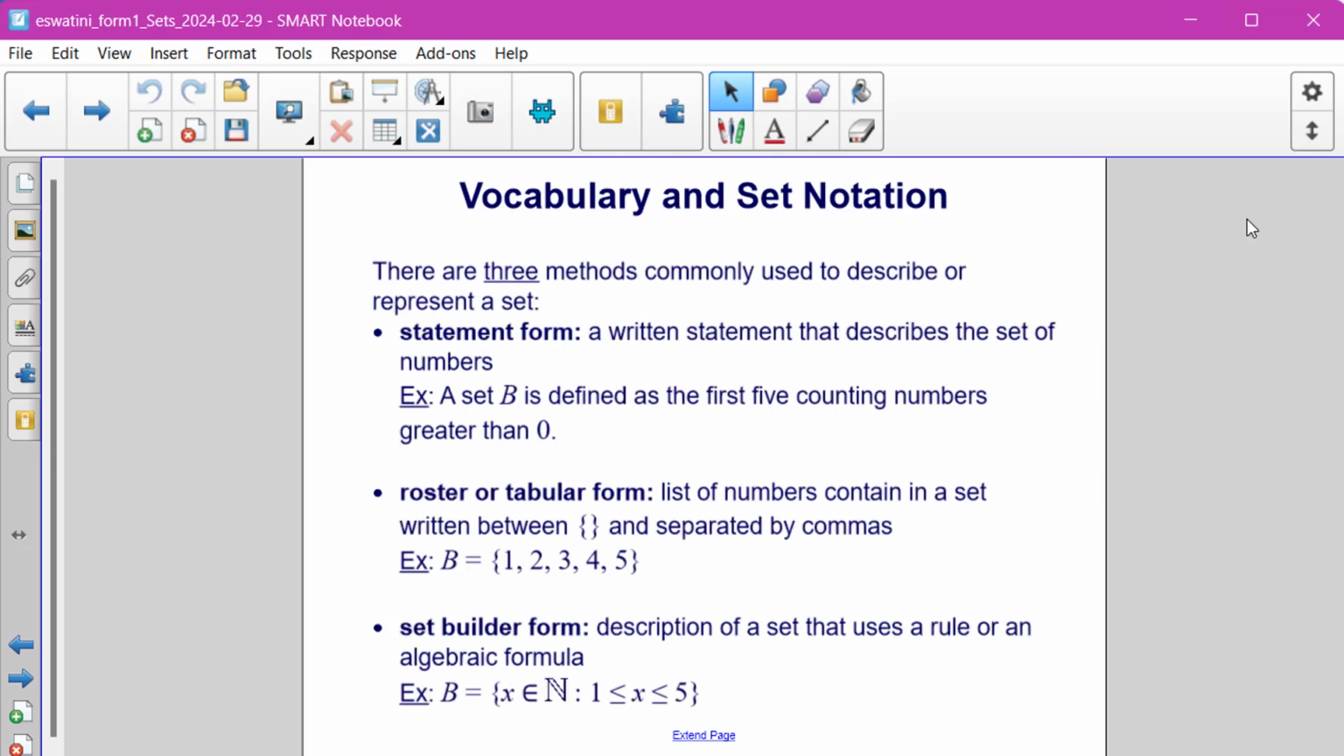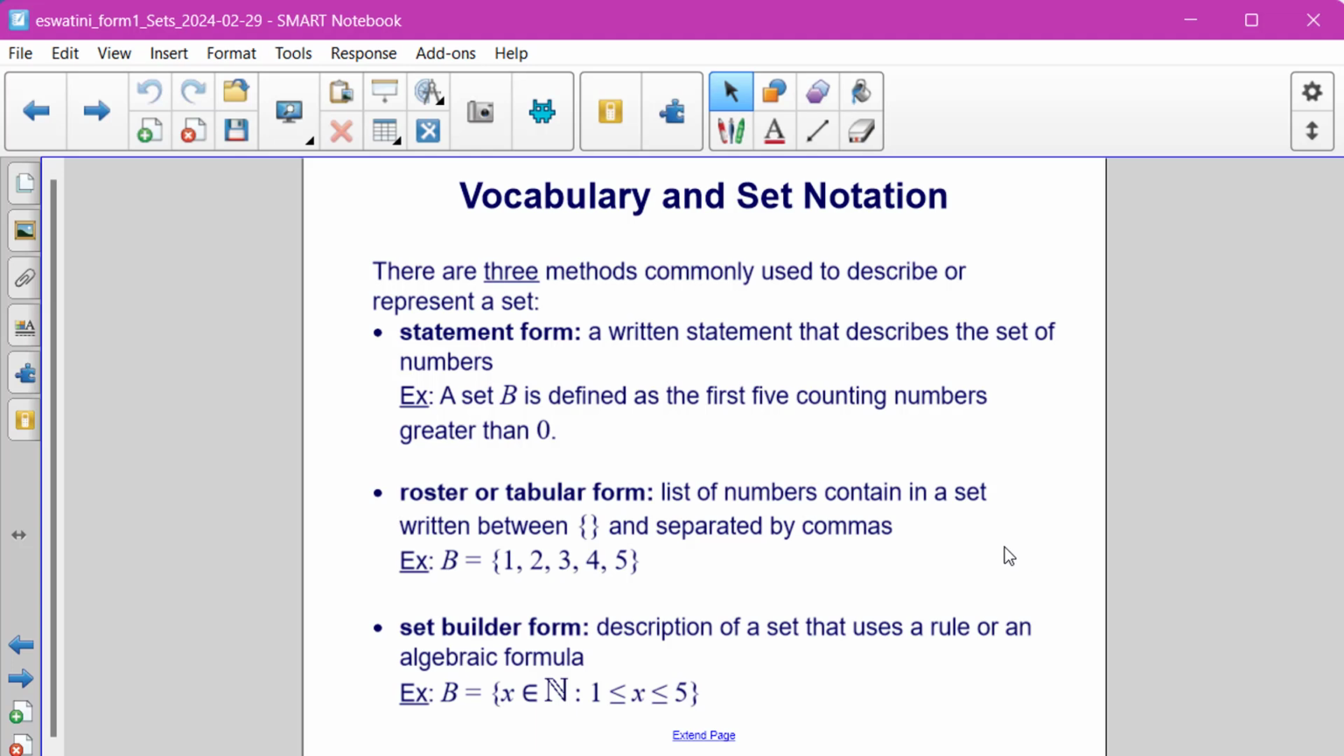There are 3 methods commonly used to describe or represent a set. The first form is statement form, which is a written statement that describes the set of numbers. For example, a set B is defined as the first 5 counting numbers greater than 0. We could also write the set in tabular form, which is the list of numbers contained within a set. That was similar to what we saw on the last slide with our set A. They are written between our braces and separated by commas. So here's another example. Our set B, the first 5 counting numbers greater than 0, has within braces the numbers 1, 2, 3, 4, and 5.